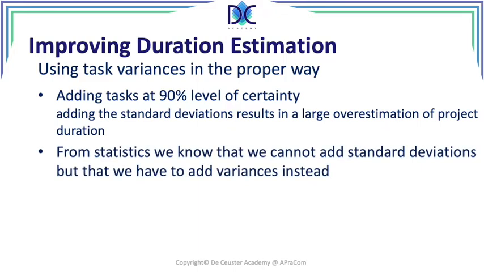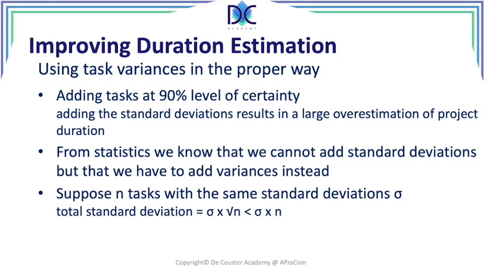From statistics, we know that we cannot add standard deviations, but we have to add variance instead. We looked at this already when we were looking at the PERT and the 3-point formulas applied on projects. When we looked at the critical path, we calculated the standard deviation of the critical path by adding the variances of the different activities on the critical path and then taking the square root.